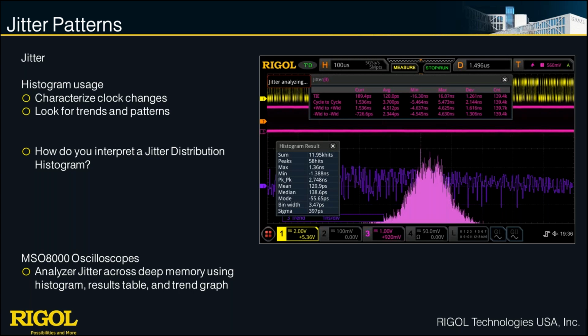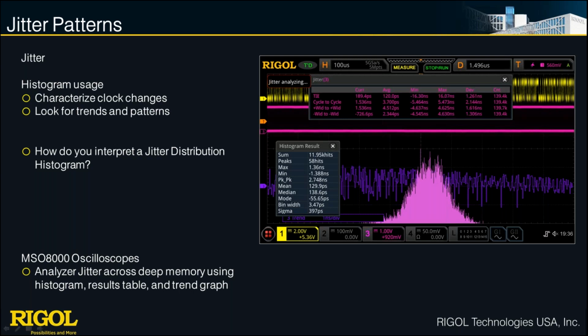So, looking at the nature of your jitter, both in a time sequence with a trend and over longer periods of time with a histogram, are great ways to make sure that your clock signals are meeting specifications.